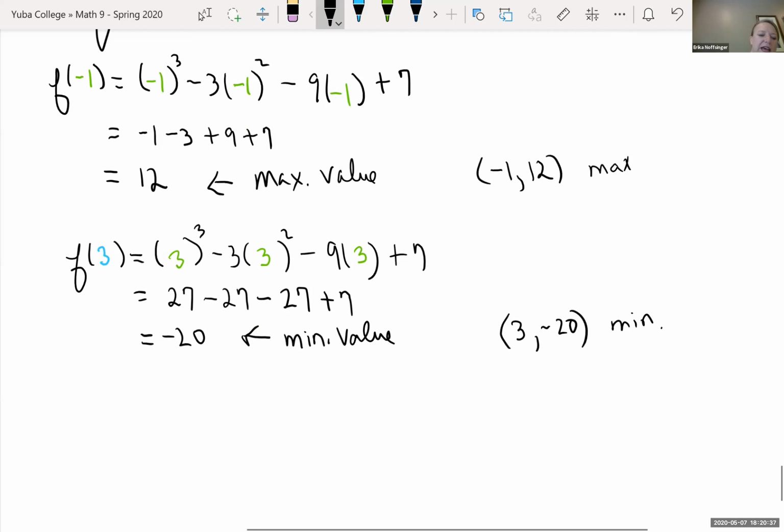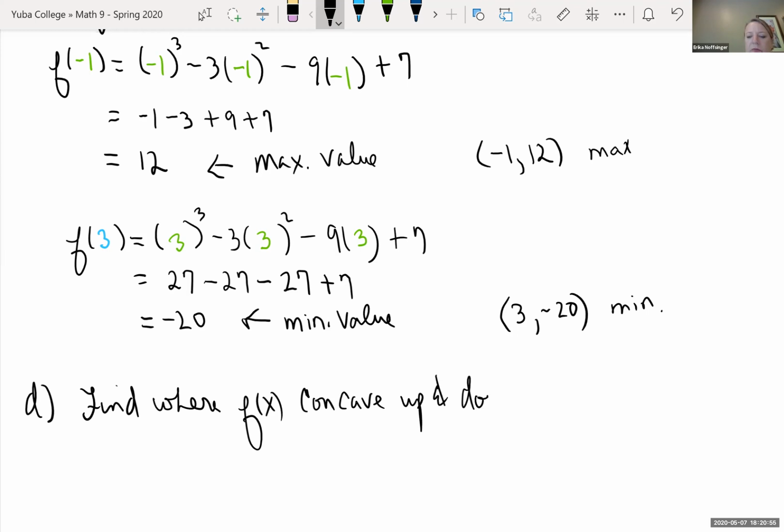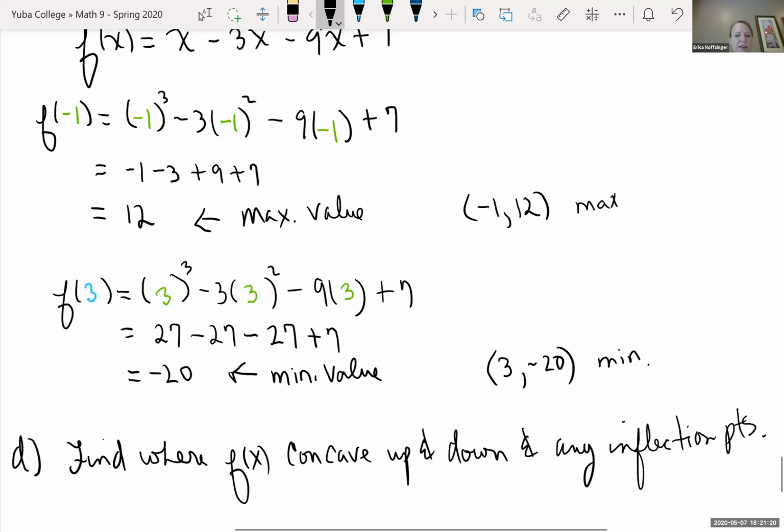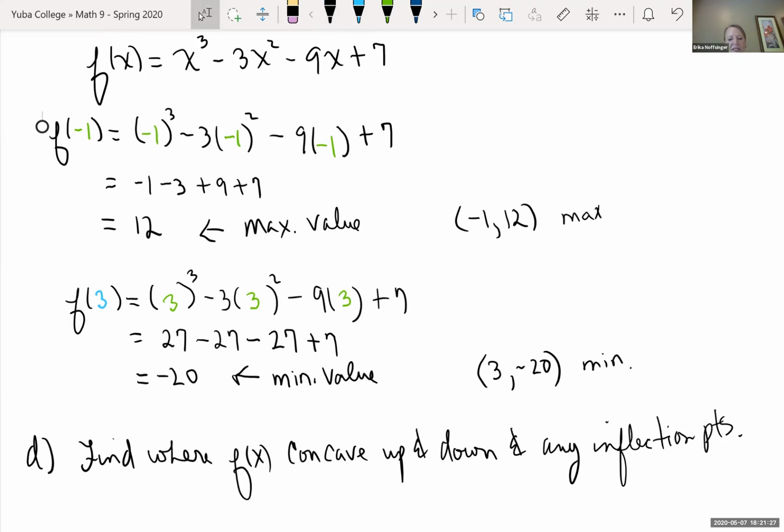So you should be able to find concavity. So find where f of x is concave up and concave down, and any inflection points. Okay, so to find concavity, we look at the second derivative, and to find where inflection points occur, we're looking for when the second derivative is equal to 0. Using the second derivative equal to 0, those possible inflection points, we can test values into the second derivative to see if it was positive or negative.